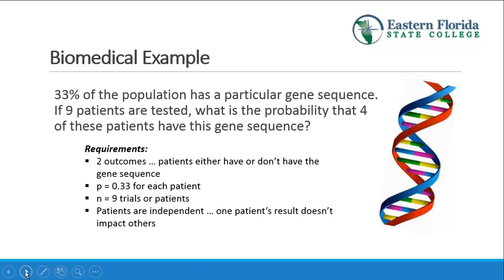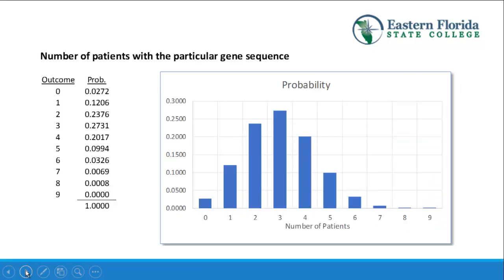Now, let's look at solving this problem and finding the probability of exactly 4 patients out of the 9 having this gene sequence. Here's an illustration of the outcomes of this problem. There are 10 possible outcomes out of 9 trials. Either 0 patients out of 9 can have this gene sequence, or 1, 2, 3, 4, up to all 9 patients having this gene sequence. I've also given the probabilities here. We can calculate them individually, and we'll start with looking at one probability in particular. That's the probability of exactly 4 patients out of 9 having this gene sequence.